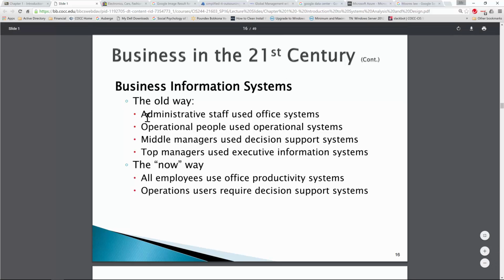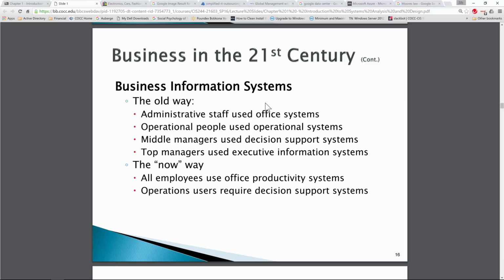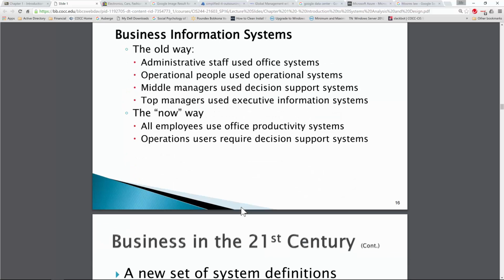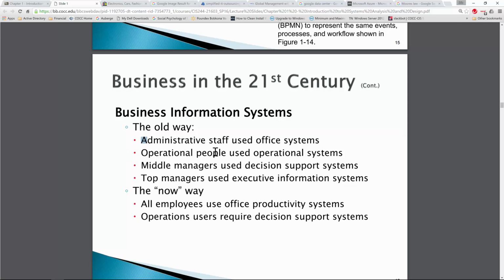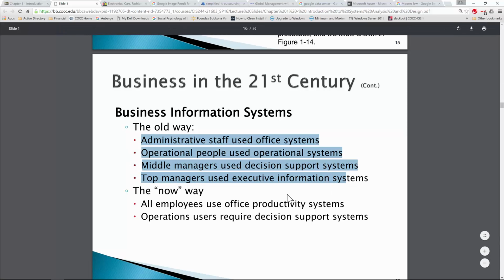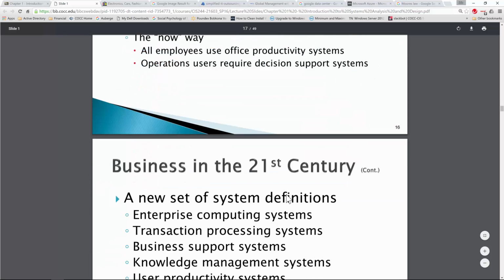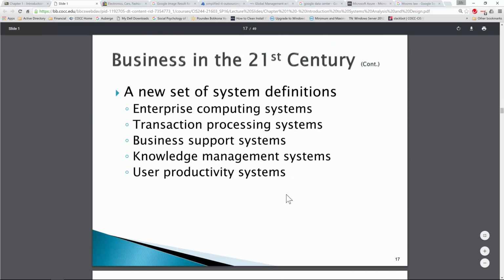So business information systems, the old way, administrative staff used office systems, operational people used operational systems. Now all employees use productivity systems, enterprise resource systems. So their independent functions are now built into a single unified system. So we're all working with the same data. Whereas in the old way, we could have data spewed over all these different systems that may be redundant. So new set of systems.